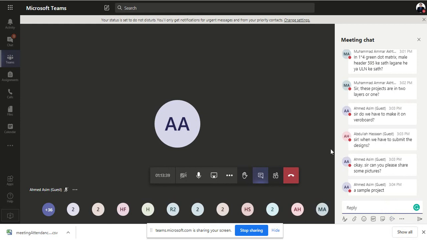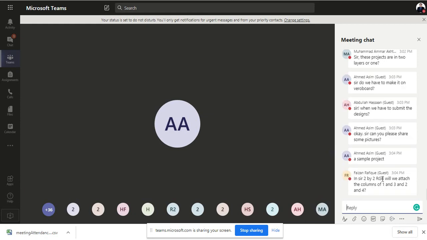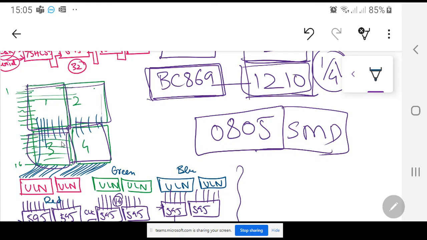Okay, any questions, ji? Apart from 595? In the 2x2 of RGB, will we attach the columns of 1 and 3? Yes, of course beta, and 2 and 4, yes beta, exactly like that. Okay, if the numbering is the same as I have shown you here: 1, 2, 3, 4.